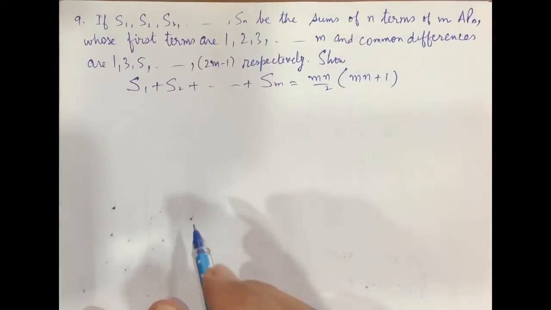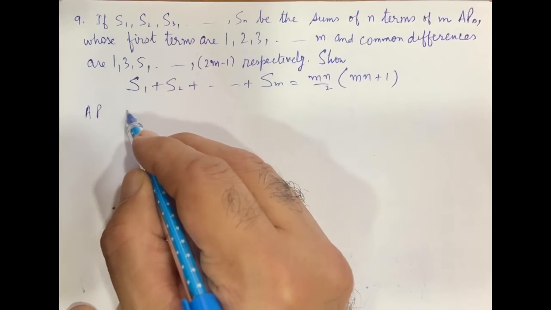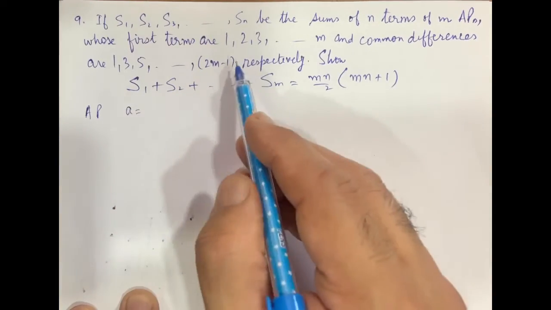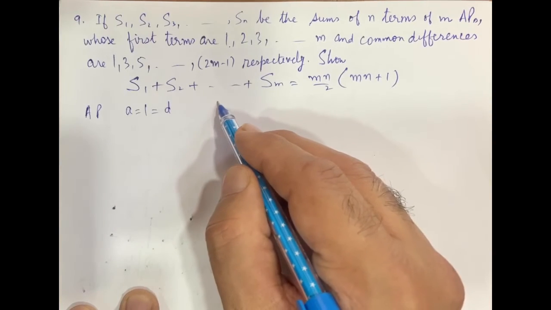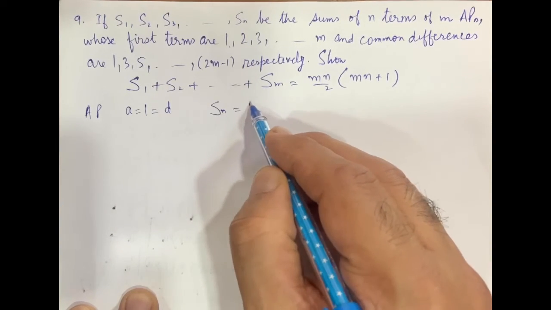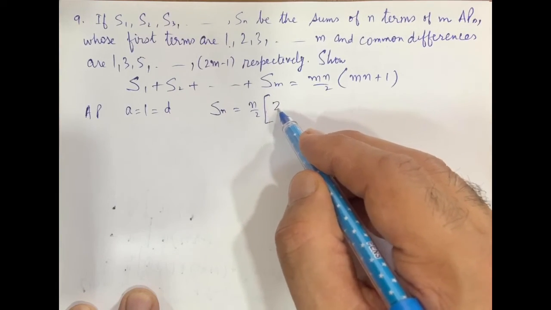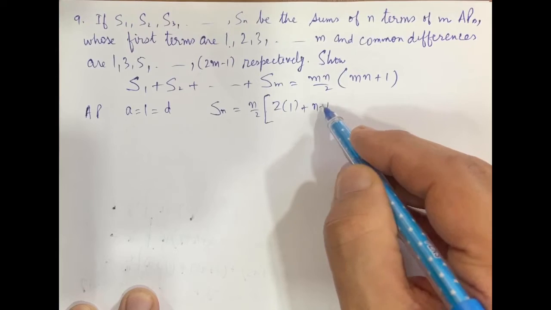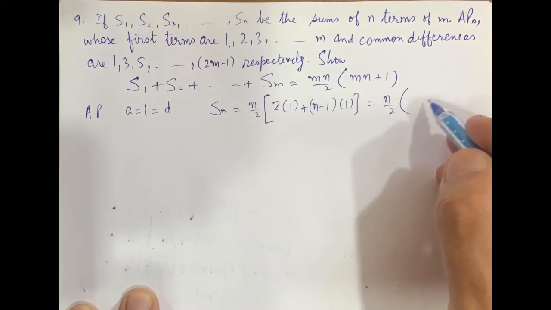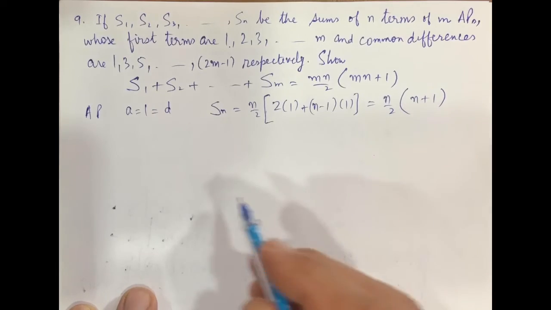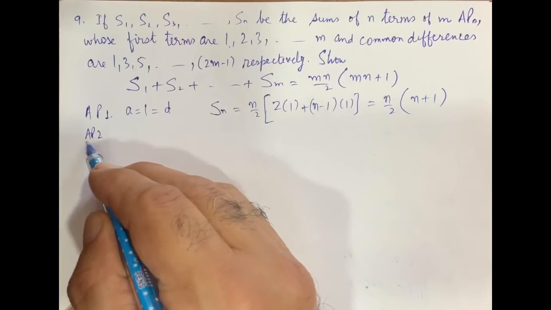We are given m different APs. This is first AP with first term 1, common difference is also 1. So sum of n terms, that will be n by 2, 2 times A plus (n minus 1) into D, which is 1. So it's n by 2 into (n plus 1). This is first AP.